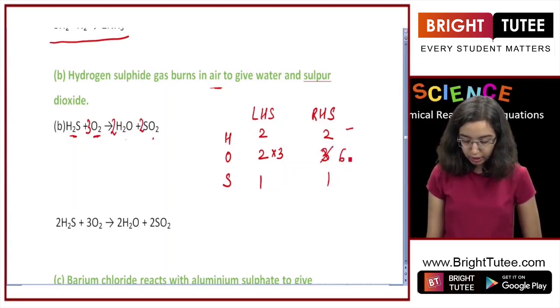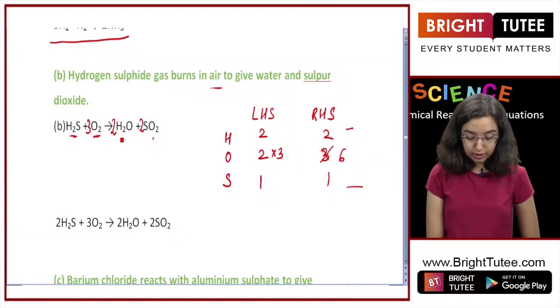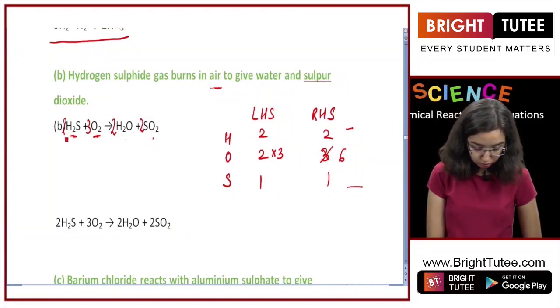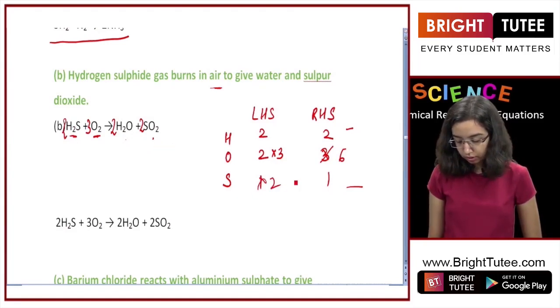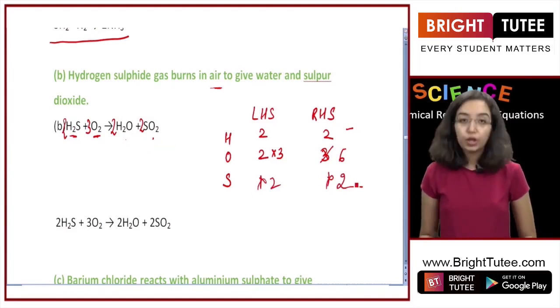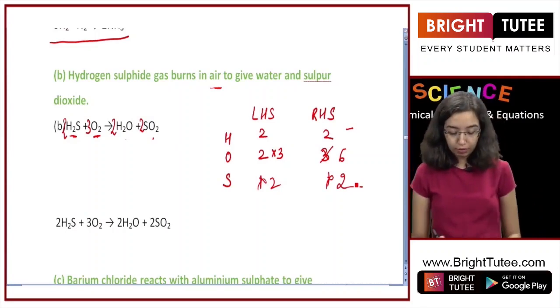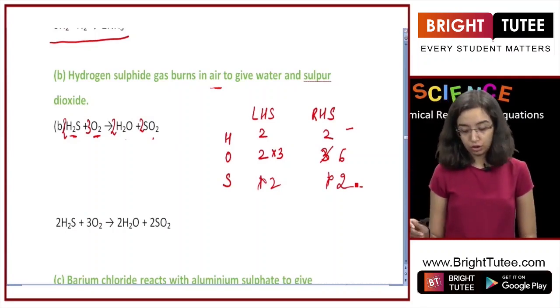But I have to check for hydrogen and sulfur also. So we see now hydrogen was 2 and now it's 4 here. So we need to change this here, we need to add a 2. When I add a 2 here, sulfur becomes 2, sulfur is already 2 here. So that is also sorted. So we have now equal number of hydrogen, sulfur and oxygen atoms.